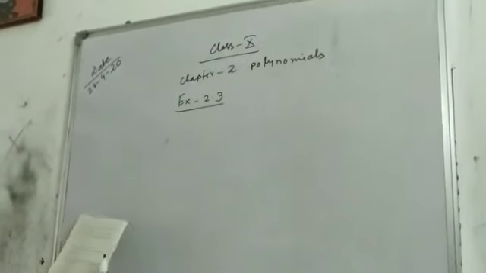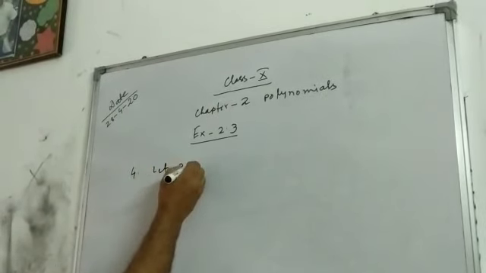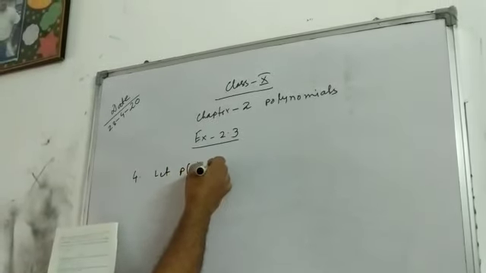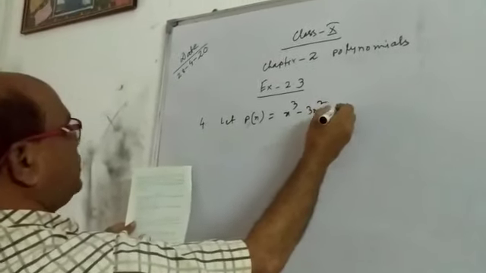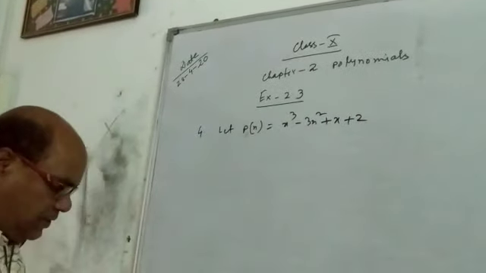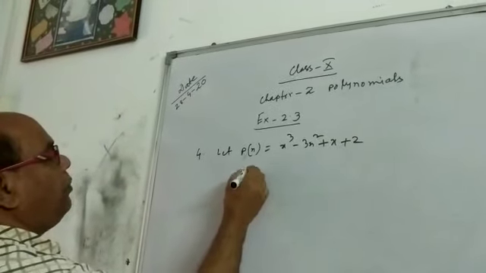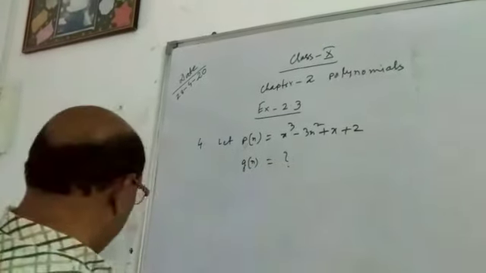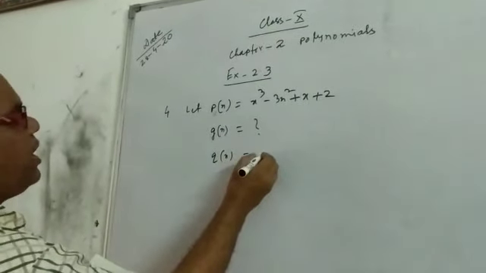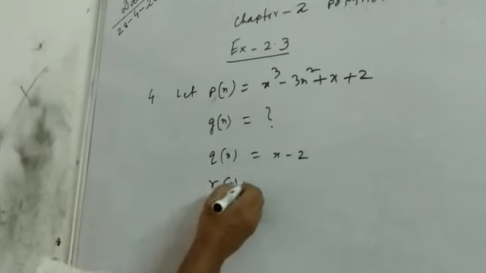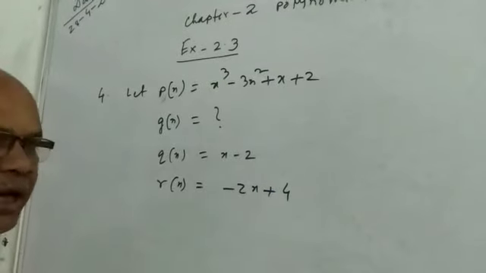So here, according to the statement of this question, we write let p(x) be the given polynomial x cube minus 3x square plus x plus 2. This is p(x). And g(x) we have to find. This is not given. The quotient q(x) is x minus 2 and the remainder r(x) is minus 2x plus 4. These are given by the statement.